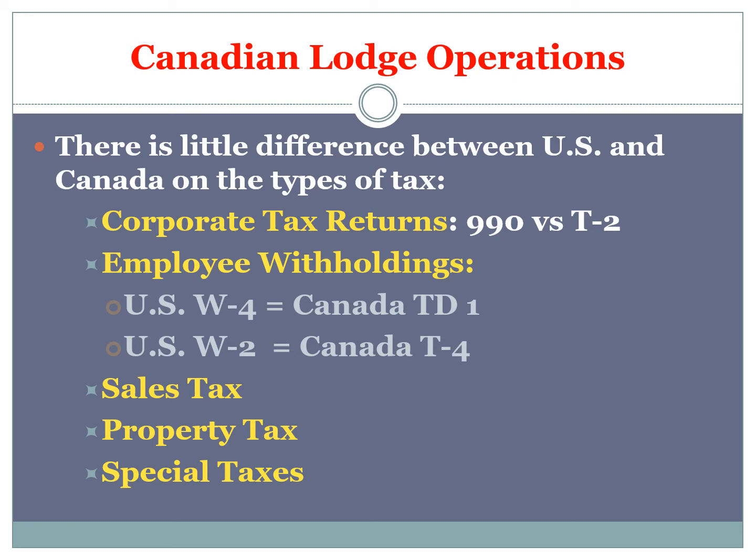Although this presentation speaks directly about U.S. taxes, there is little difference between U.S. and Canada when it comes to the type of taxes. You will see that both countries have corporate tax returns, employee withholdings, sales tax, property tax, and special taxes. As an example, the annual gross income return in the U.S. is the 990. In Canada, it's the T2.